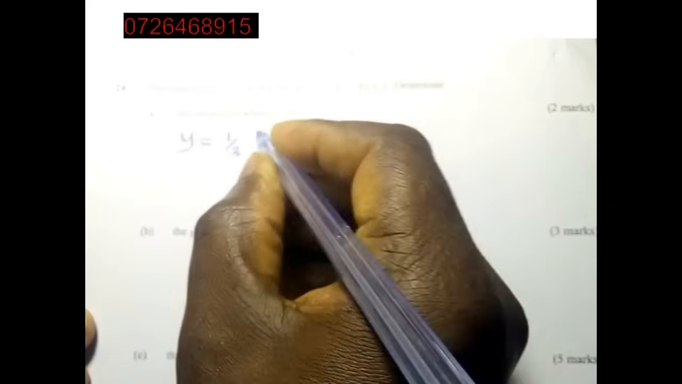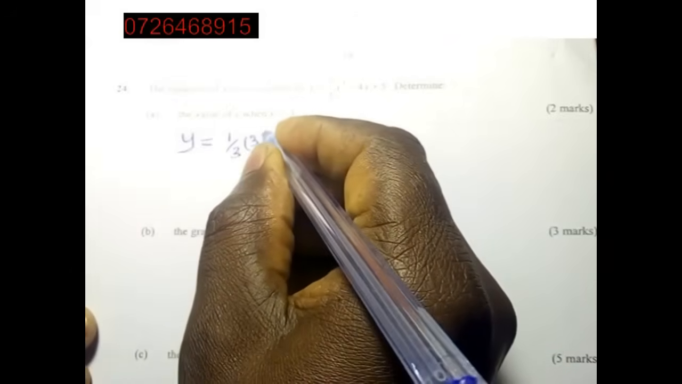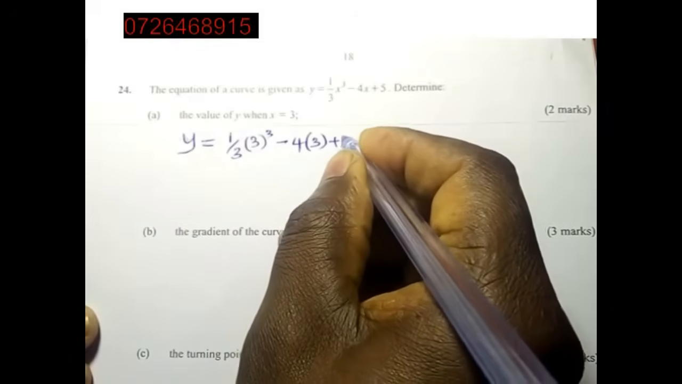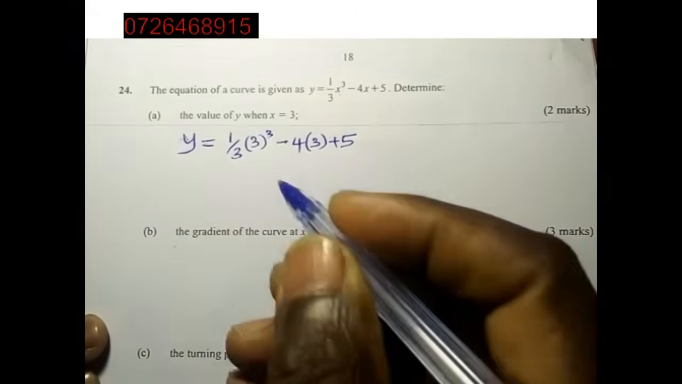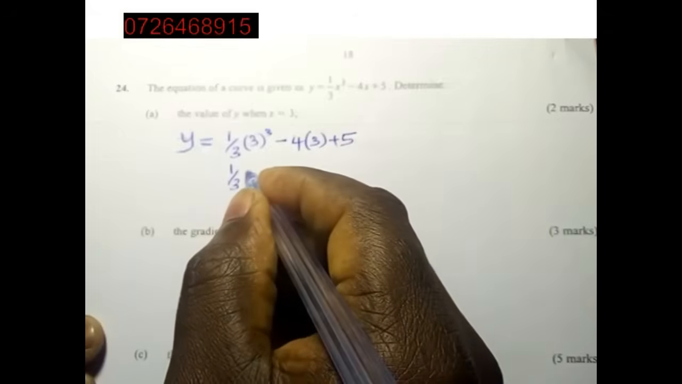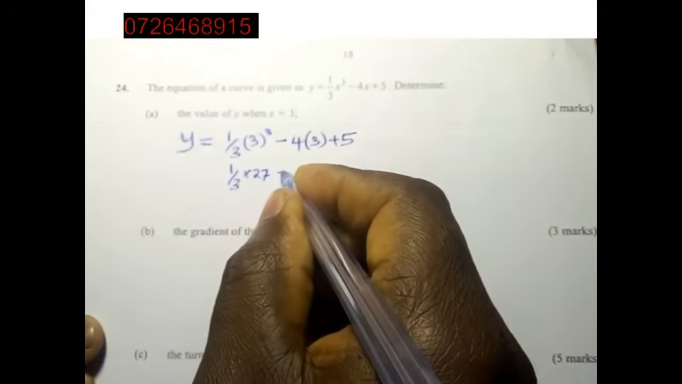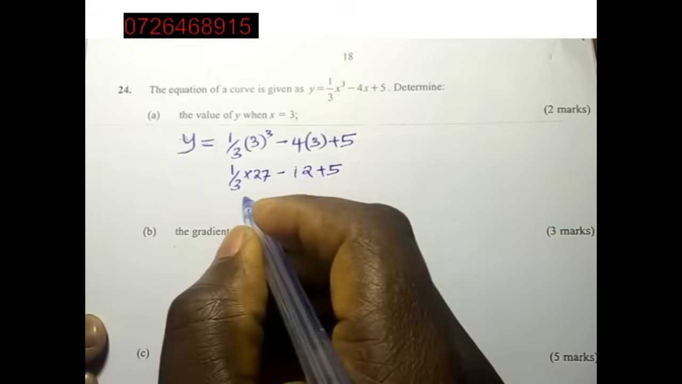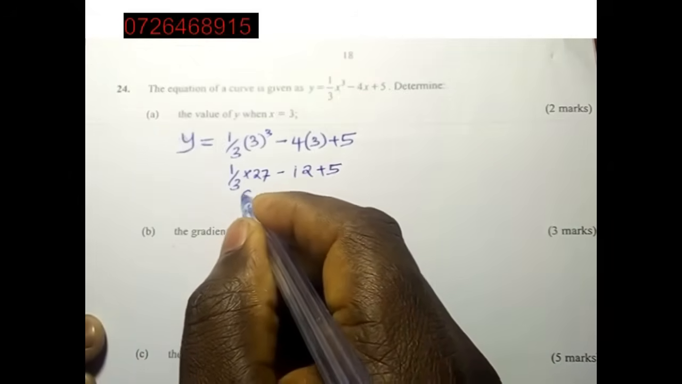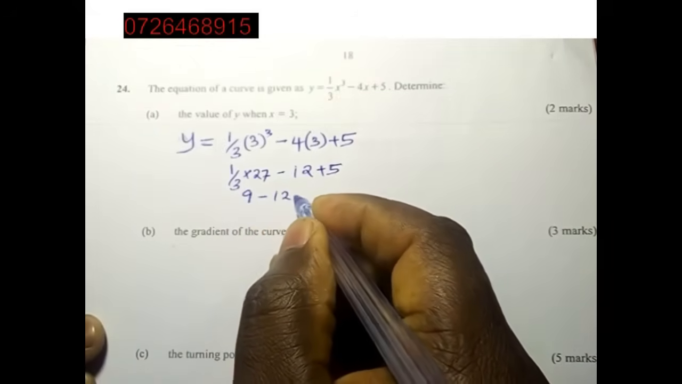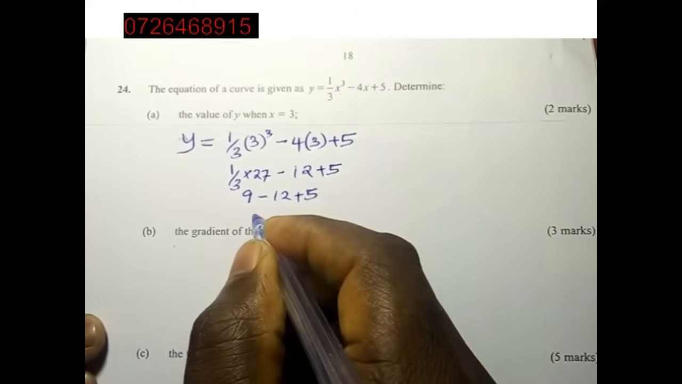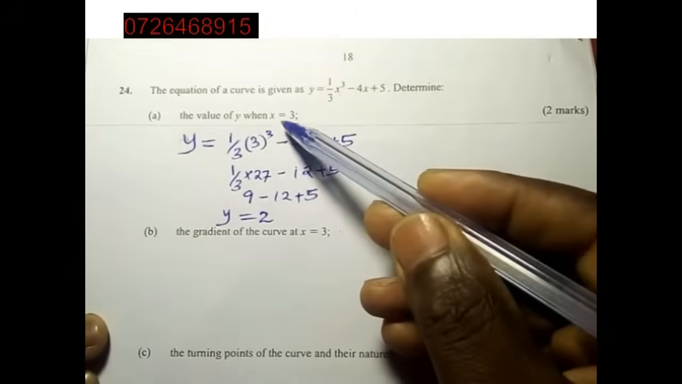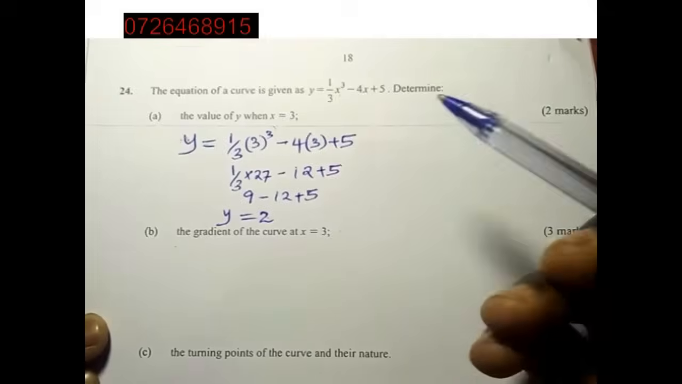1/3. Instead of x, we put 3 raised to power 3 minus 4 into 3 plus 5. This is the same as 1/3 times 27 minus 12 plus 5. And plus your cut, this is 9 minus 12 plus 5. And the answer y is equal to 2. So when x is 3, the value of y is 2.